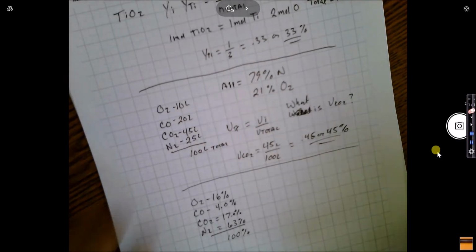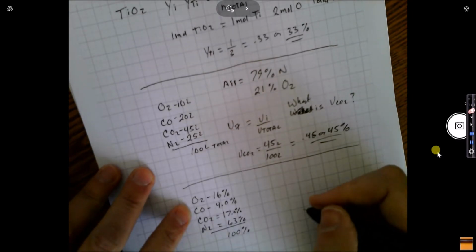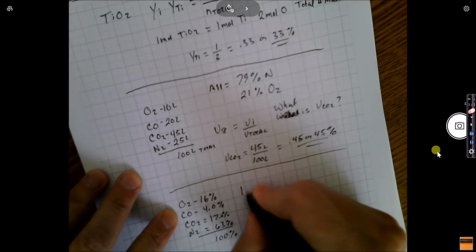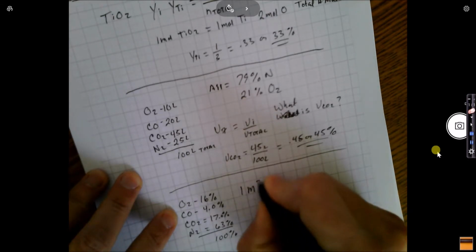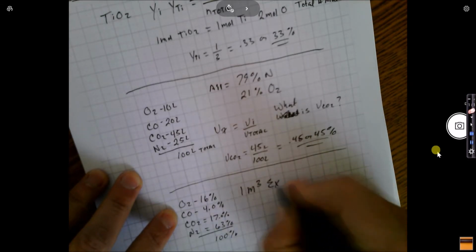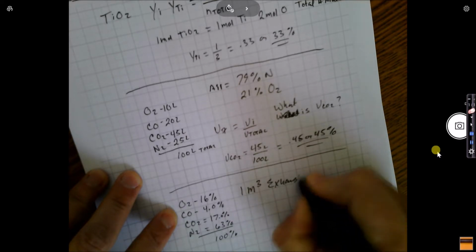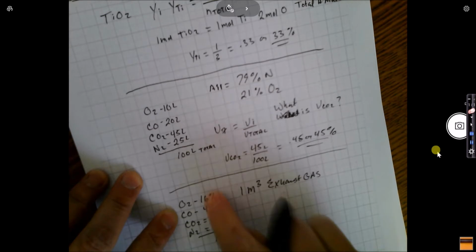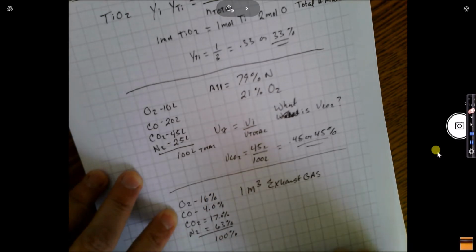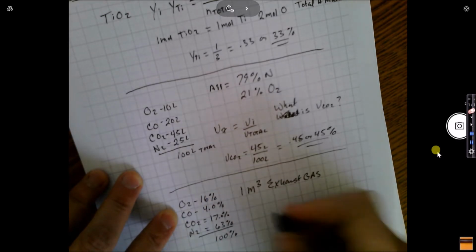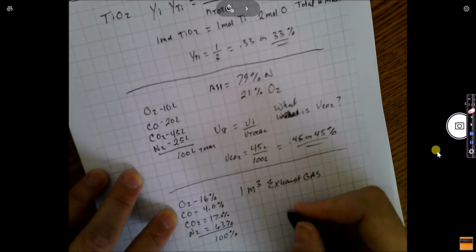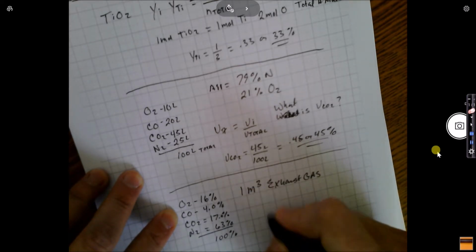But anyway, let's say we have 1 cubic meter of exhaust gas, and it has this composition. Okay? And we want to know what is the volume of CO2 in this? Well, let's pick another one. I think we picked CO2 that time. What is the volume of O2?